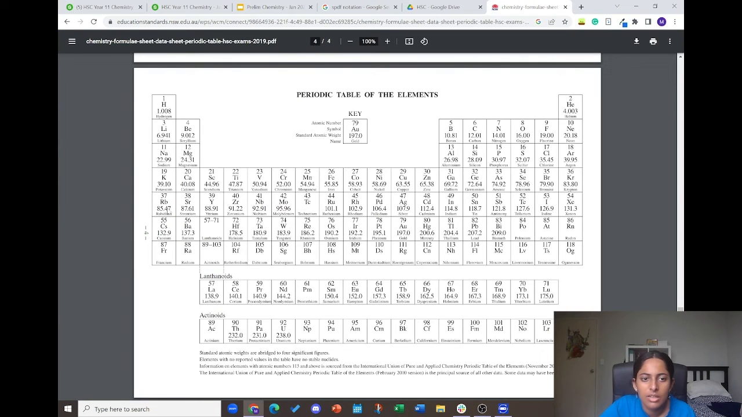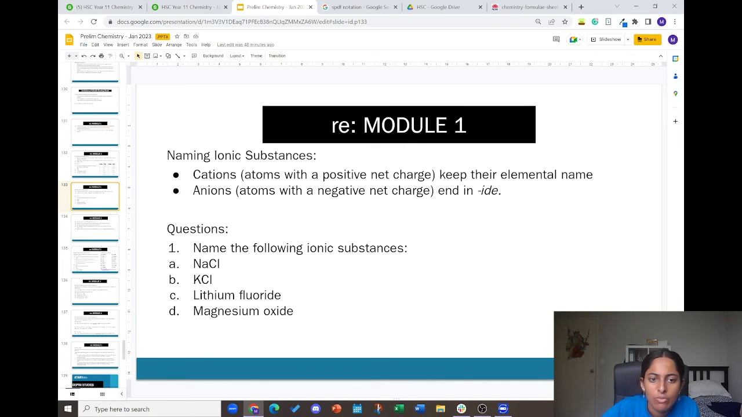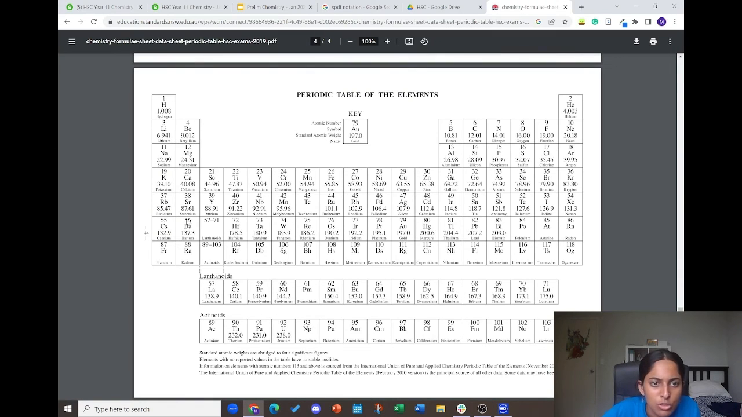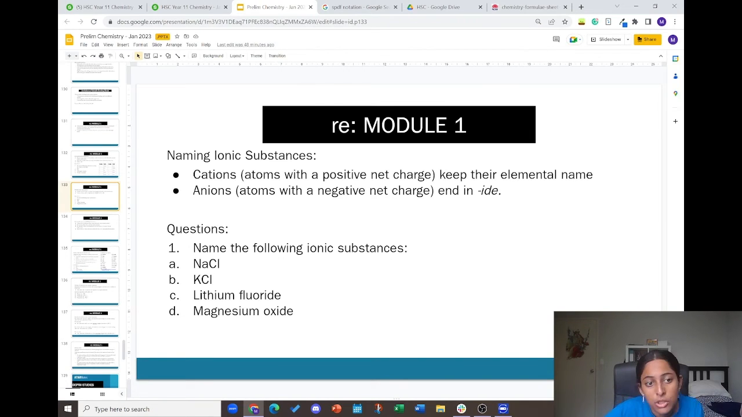Lithium has a plus one charge. Fluorine has a minus one charge, so plus one, minus one is zero, so therefore it's LiF. And then for magnesium oxide, magnesium has a two plus charge, oxygen has a minus two charge, so plus two, minus two is zero, so therefore it becomes MgO. So yeah, those are correct.